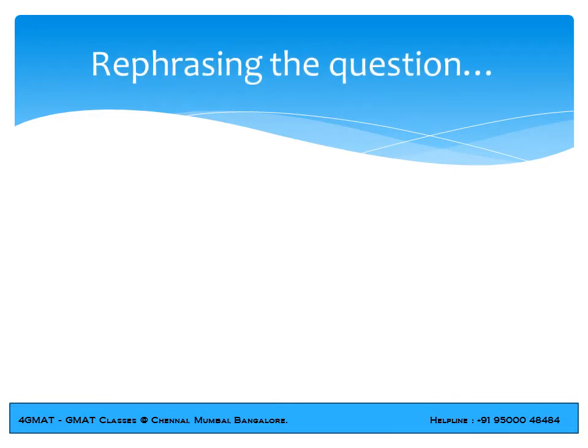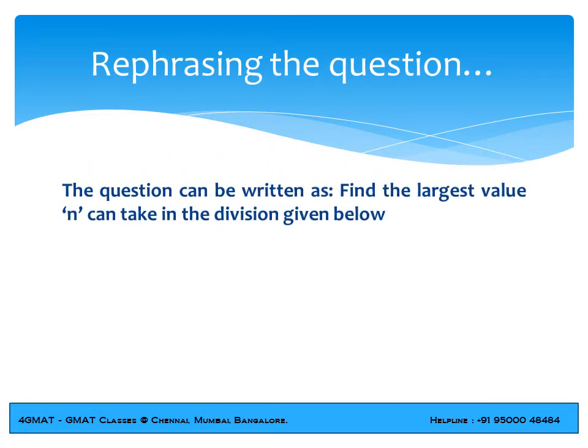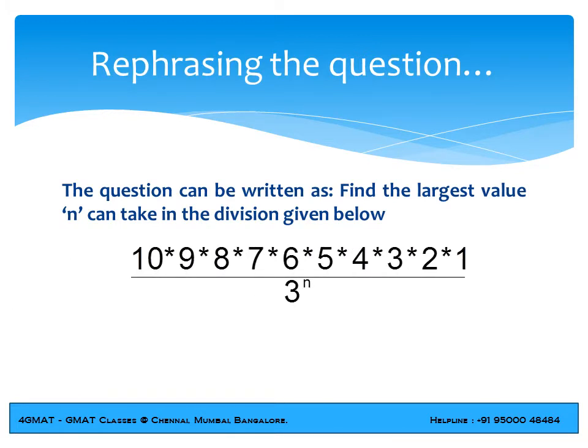Let's rephrase the question so that we get a better understanding about what we are expected to do. We'll write this question as finding out the largest value that n can take in the division that's given below. 10 factorial, as we know, is 10 into 9 into 8 down to 1 divided by 3 raised to the power of n. We need to find out what is the highest value that n can take.